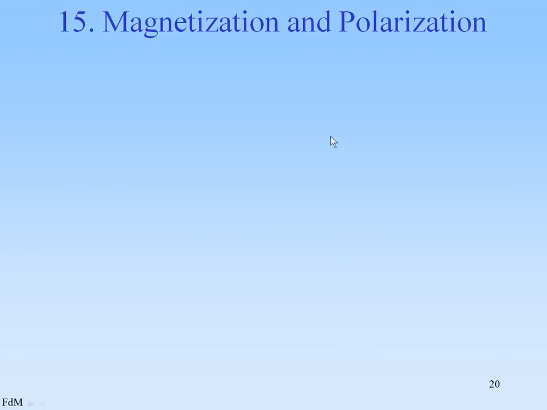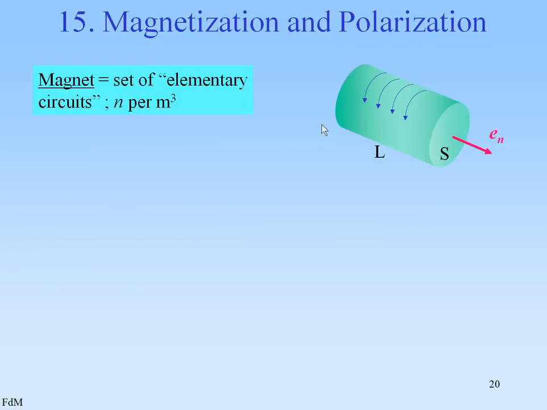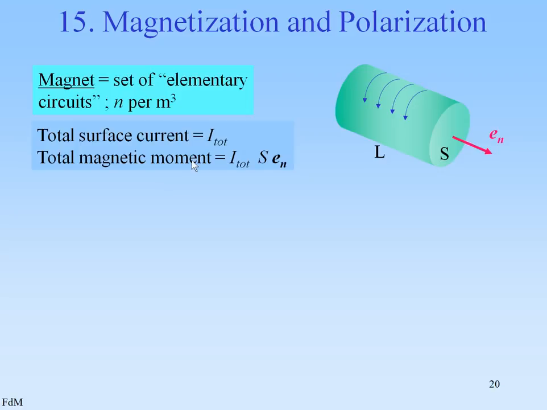Now we switch in topic 15 to magnetization and polarization. Suppose the magnet is a set of elementary circuits, and we have n circuits per cubic meter. The total surface current will be I total, and the total magnetic moment will be I total times the surface times e_n, and e_n is the normal vector on the cross section.